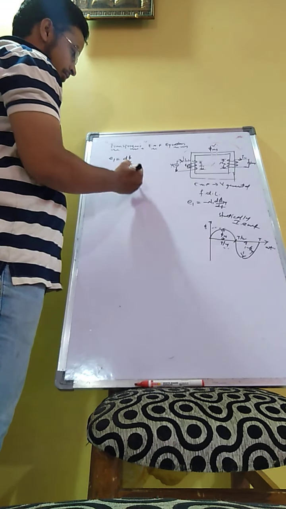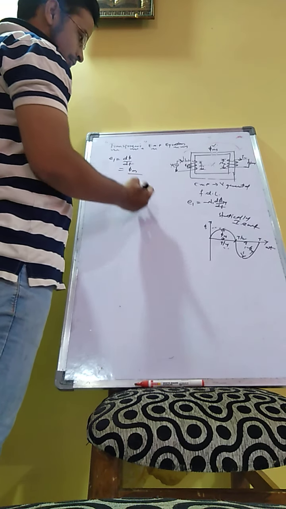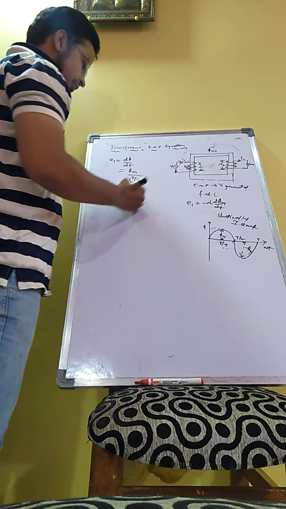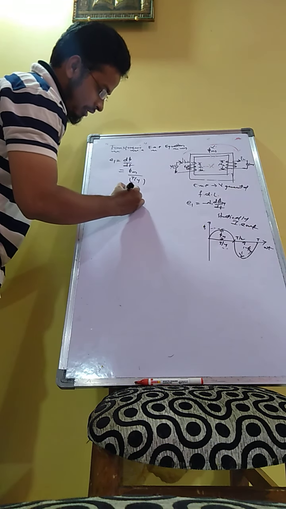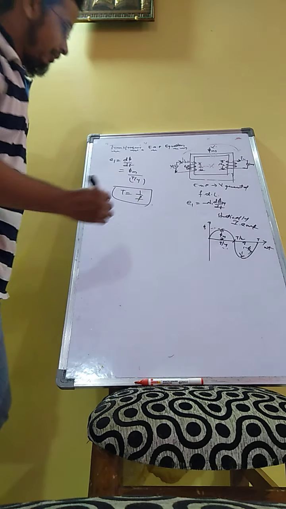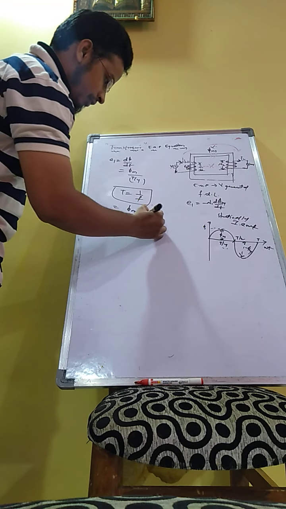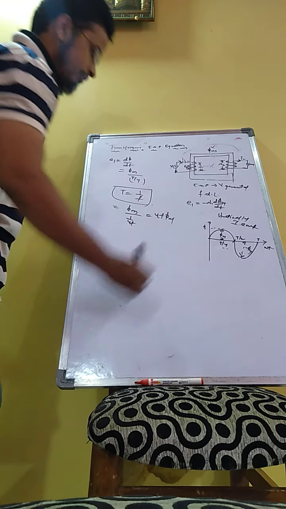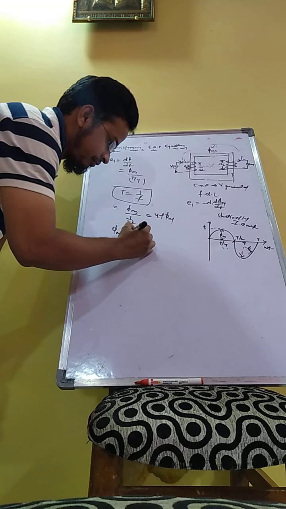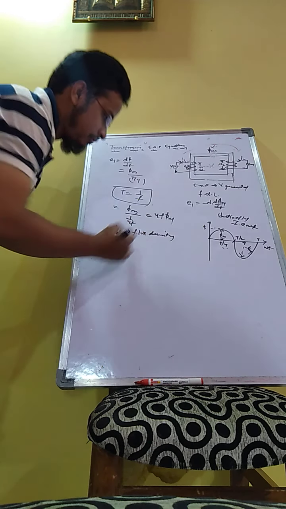So what is d phi? The maximum value of flux, phi m, divided by the time in which the flux changes from zero to maximum, which is T by 4. There is an inverse relationship between frequency and time period, T equals 1 by f. So phi m by 1 by 4f, finally 4f into phi m. Here phi m is your flux and f is your frequency.